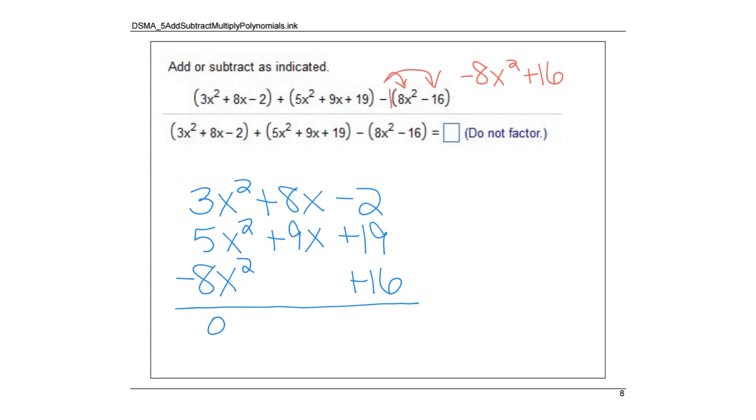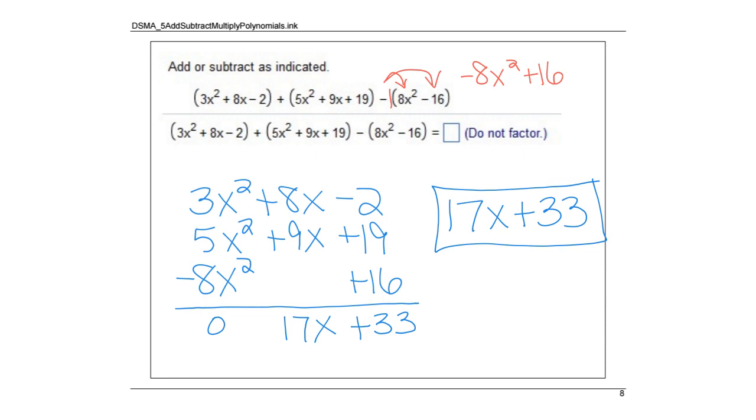Then I have 17x, and then -2 plus 19 plus 16, I think it's 33. So we're not going to worry about the 0 in front. If you want, you can write 0x squared, but I don't think the computer is going to take that. So I have 17x plus 33 is going to be my final answer.